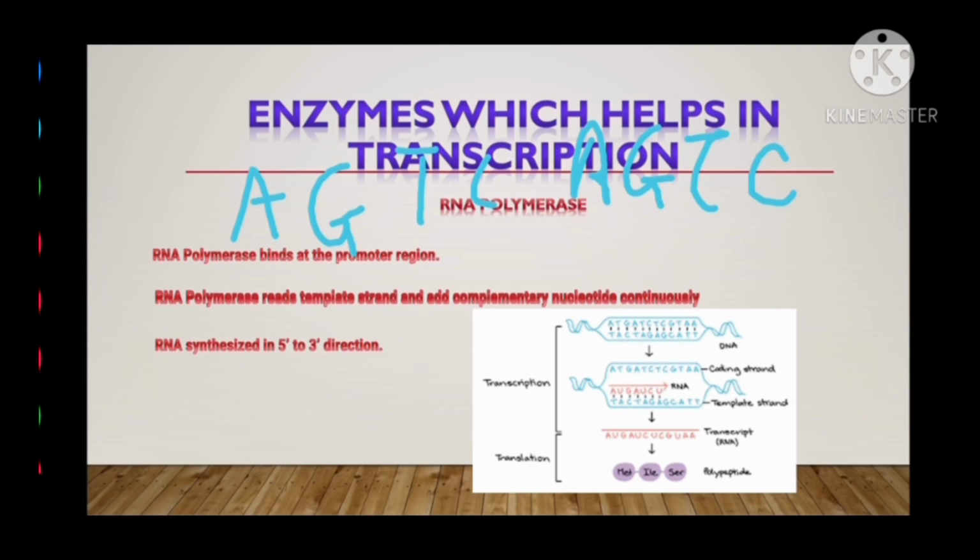Now children, what happened? The RNA is synthesized in the 5' to 3' direction. Why is it so? Because if you look at the template strand, the template strand runs from 3' to 5', right? And the synthesis happens in the anti-parallel direction, that is 5' to 3'. So RNA is synthesized always from 5' to 3', right?